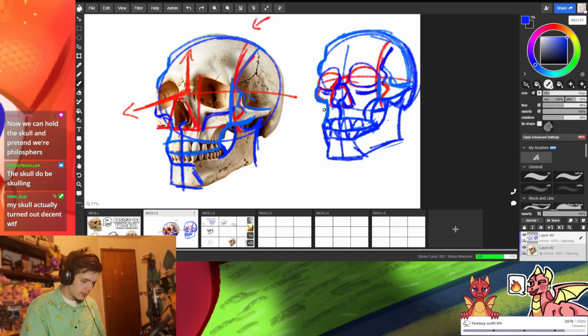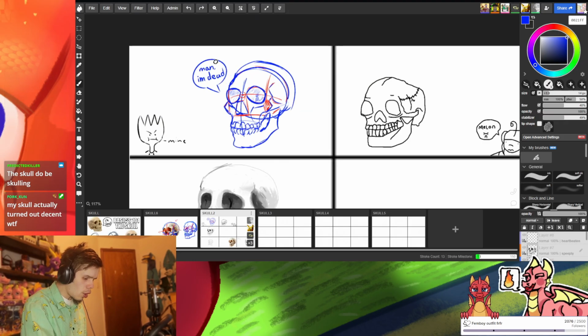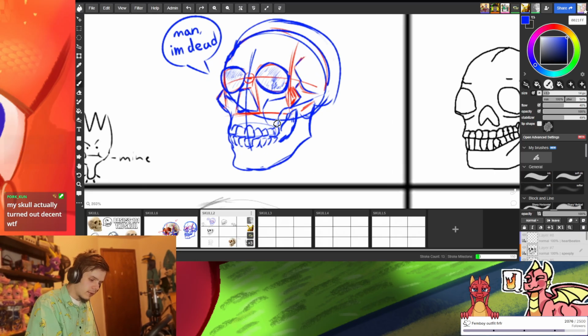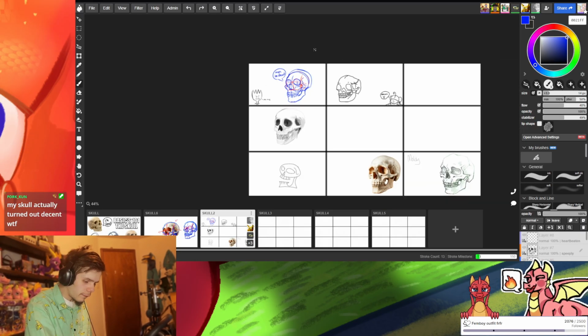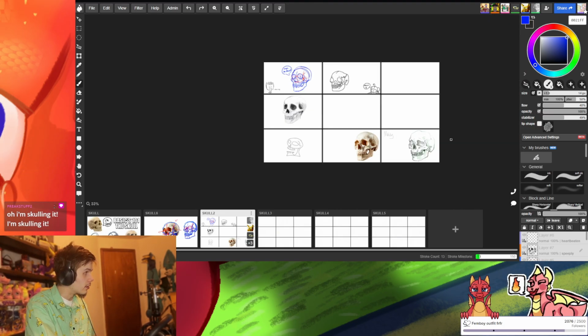I agree. My skull actually turned out decent. Oh, Fork, let's see that. Woo! Man, I'm dead. See, look at what Fork did. Beautiful, Fork. I recognize that art style. That's a Speeply skull.